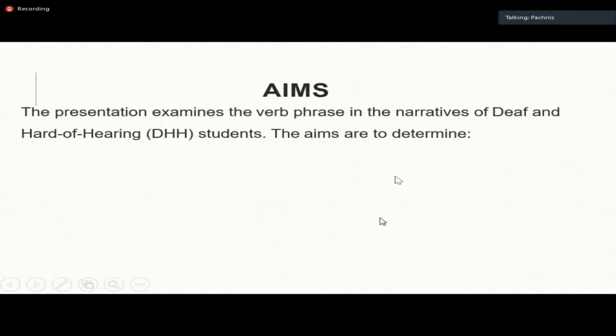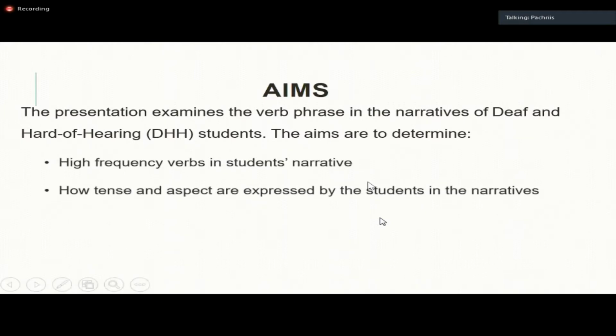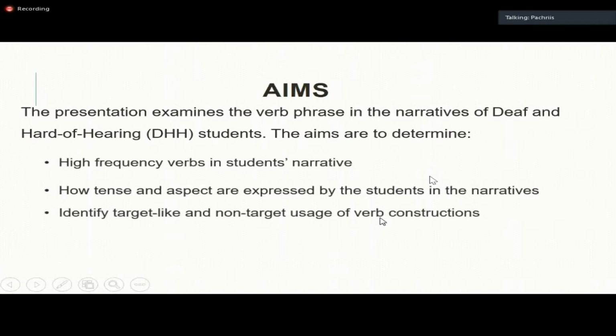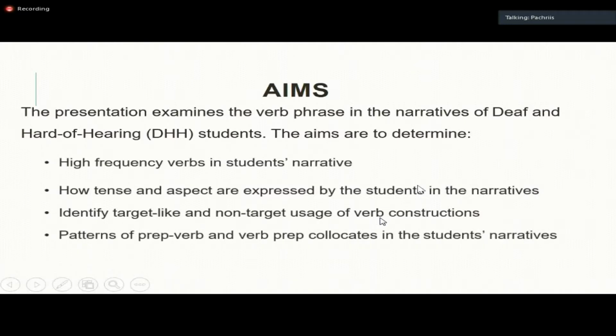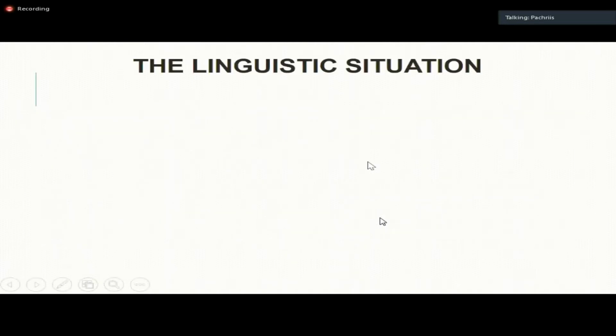So the aim of the presentation is to determine the frequency of the lexical verbs used by students in the narrative and to find out how tense and aspect are marked by the students when they construct verbal phrases, and to determine if the productions are target or non-target in relation to English, which is the target language, and also to look at verb, preposition combinations because of the presence of phrasal verbs.